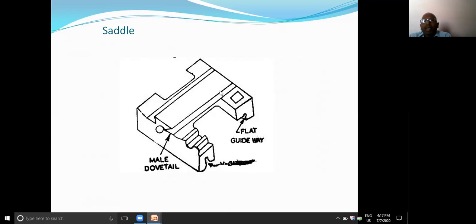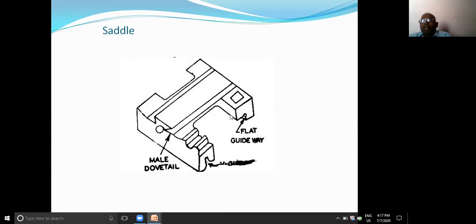This saddle has a dovetail portion or dovetail groove. It is called the male dovetail groove, which means this is the extension portion. This dovetail portion is used to accommodate or adjust the cross slide over this saddle.